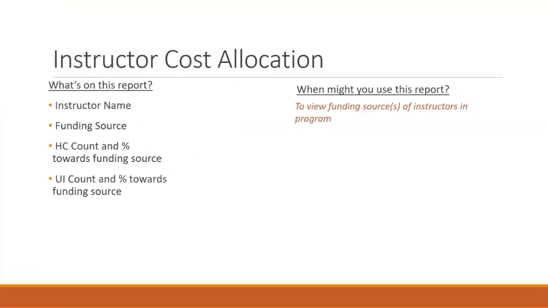And then we have the instructor cost allocation. So this shows generation by instructor. It's similar to the generation report, but it's more zoomed in on instructor level data. But you'll find a lot of the same information on either report.